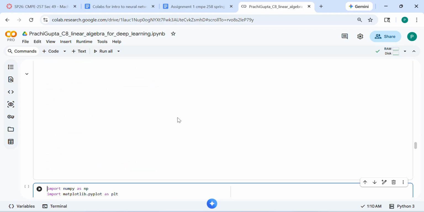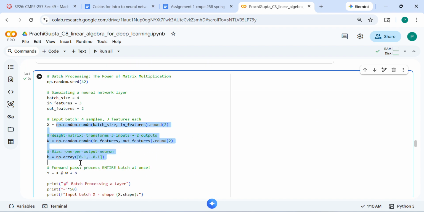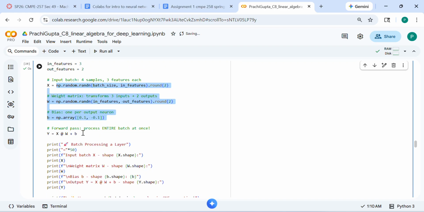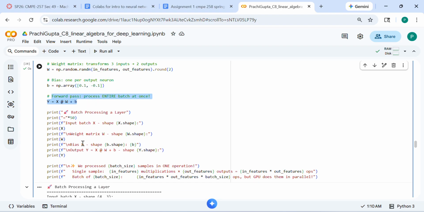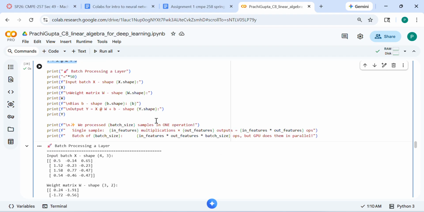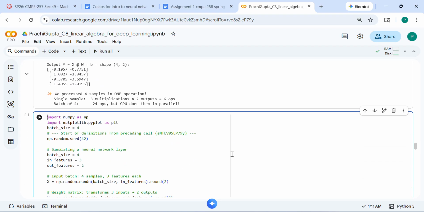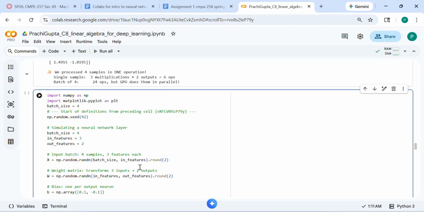So if you run it, we have these random numpy arrays, matrices, and then we are doing this computation. All this computation is done at once, and this is how we get the output. So we processed all the four samples at once, and that's what we discussed.